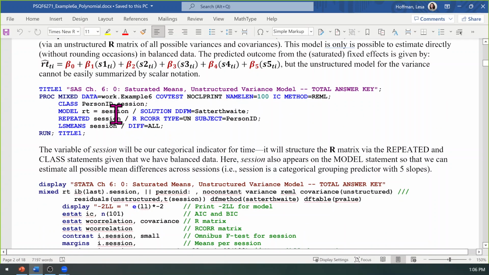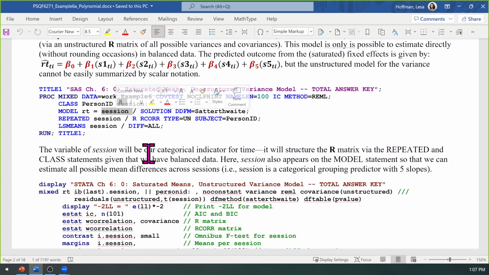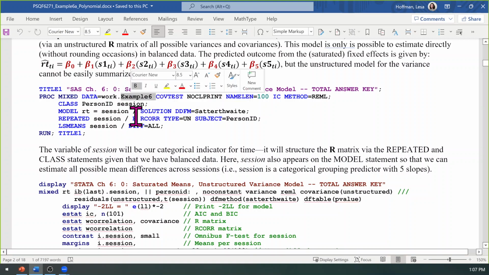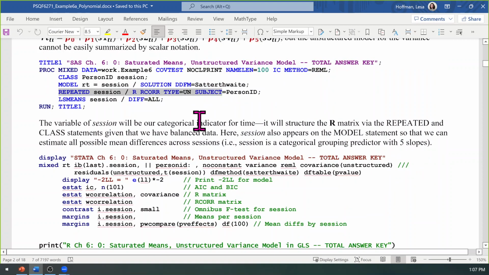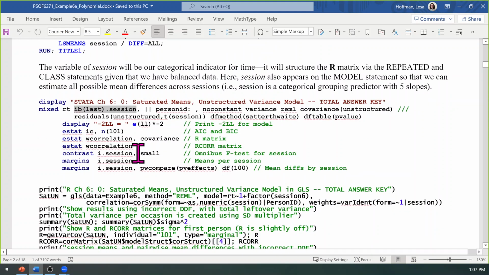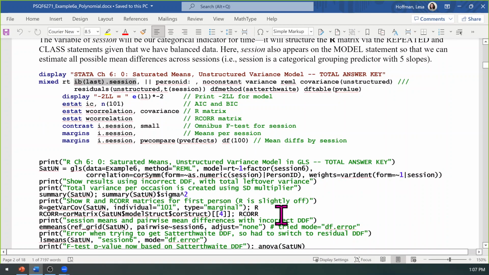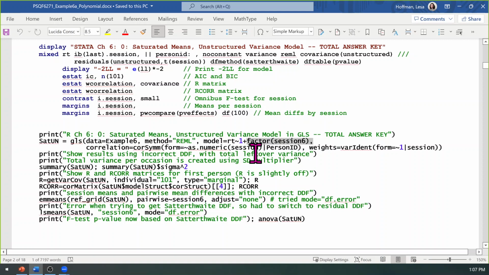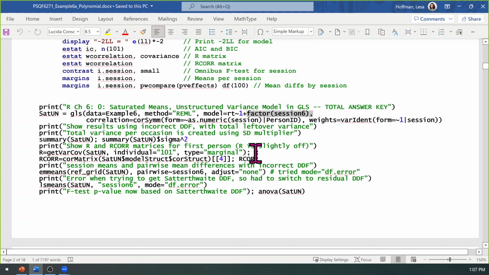In terms of the specification, I'm using session as my variable that goes into the fixed effects because it's being treated as a discrete categorical variable by being included on the class statement in SAS. I have no random effects in the model, only an R matrix that's unstructured. So I have i.session in Stata to do that, to make it categorical. And in R, we're using the gls function because that's the only one I could find that allows an unstructured R matrix without random effects. And I'm denoting session6 as a factor variable. That way the reference will be the last occasion to match the other packages. So all of this stuff you have seen before, but it's all repeated here so that you can see all of the pieces of the code that I use to generate the corresponding output.